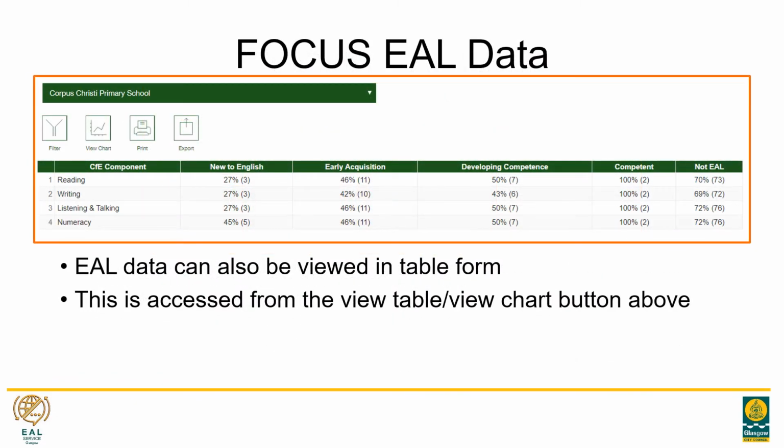You can see the filter button on the left-hand side of the page here. Next to that is a button which gives you the option to view the data either in a chart or a table. Here we can see what the table option looks like. It lists the percentages of achievement for each language level. It also has the number of pupils that represents that in the brackets next to it.